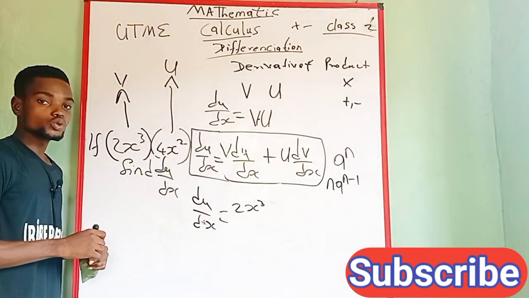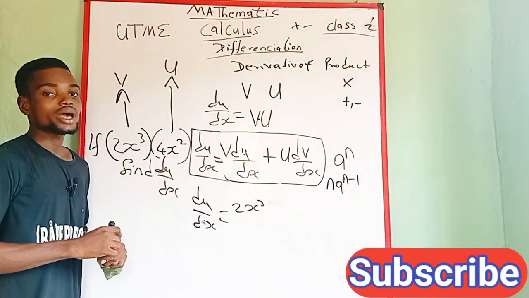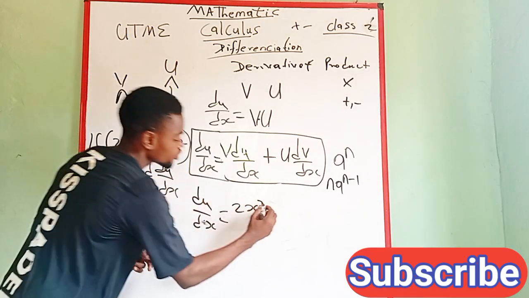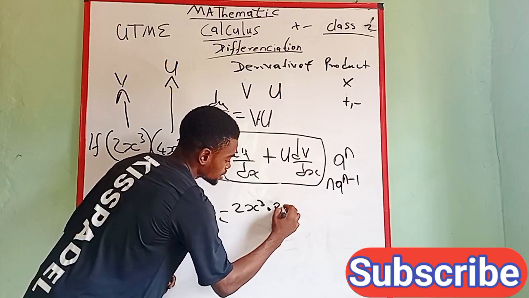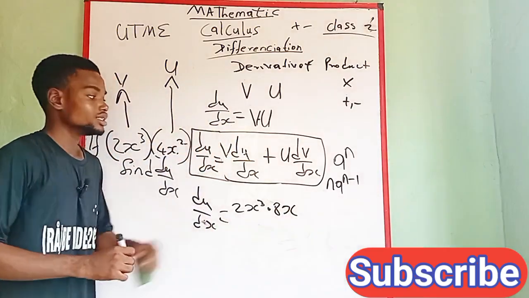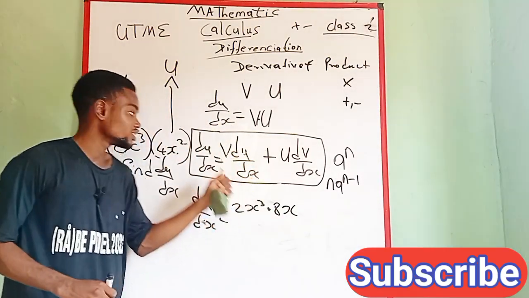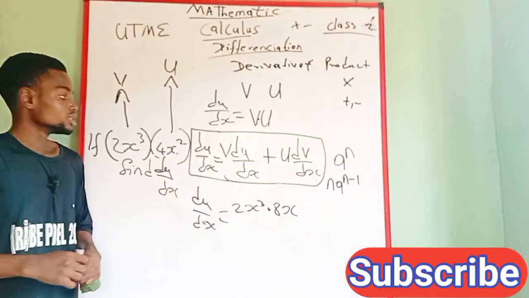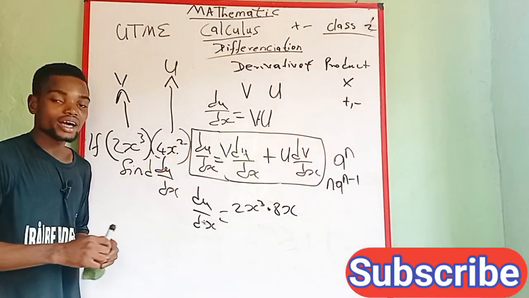Minus 1 from 2, which is the power, we have 1. x to the power 1 is x. So we are going to have it multiplied by 8x, which is du over dx, that is the differentiated u. This is v, this is u. Differentiated v over differentiated u over dx.